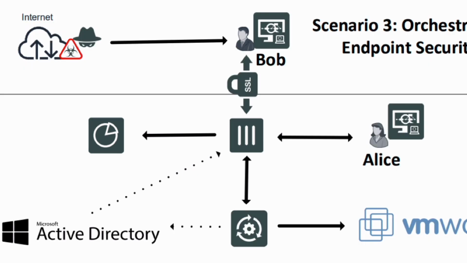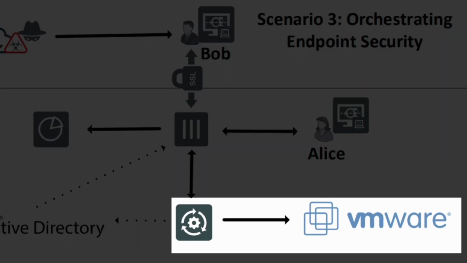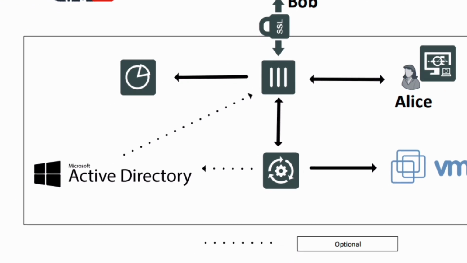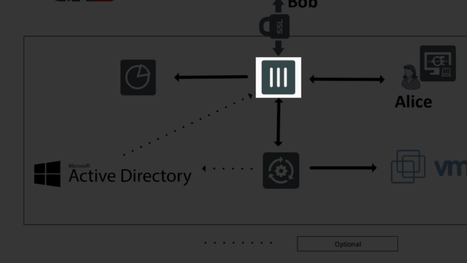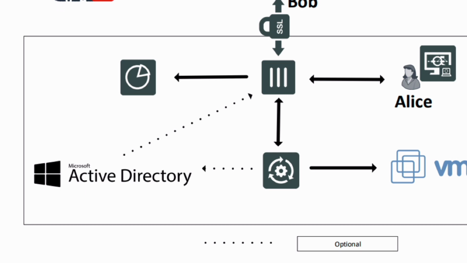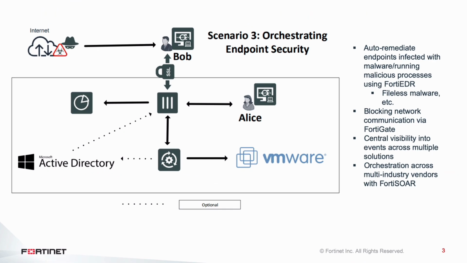If Bob was on a VDI environment, security administrators can use FortiSOAR to take a snapshot of the VM from vSphere. Optionally, he can remove Bob's computer from Active Directory and isolate it into a group with FortiGate blocking access to that group. Let's now see it in action.